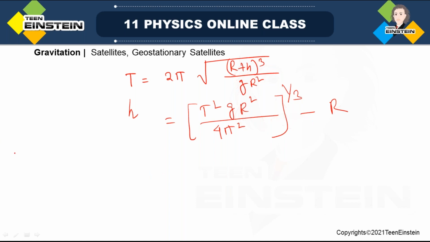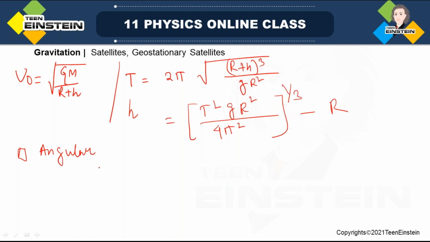Now we'll see what is the angular momentum of a satellite. Let me write the orbital velocity as well. The orbital velocity we found out in the previous day is capital G m by r plus h. This is the orbital velocity. So, angular momentum of a satellite.